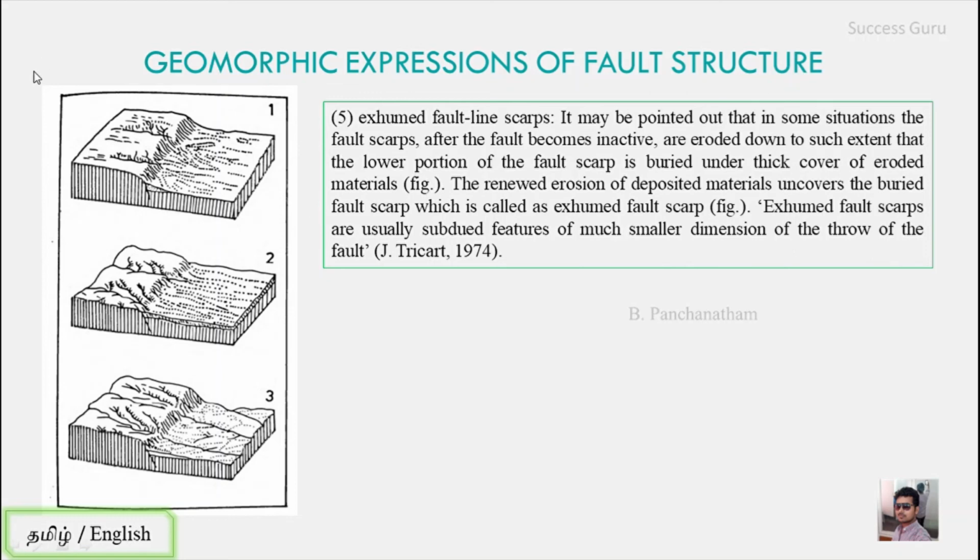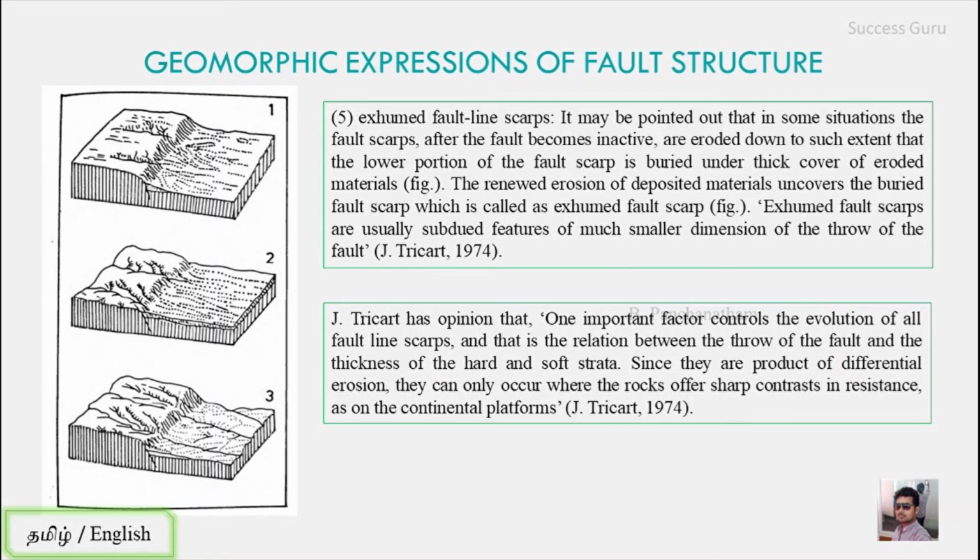So you can see in the left side image here, the fault has been buried with the sediment, and when the erosion is once again dominant, the same fault scarp is appearing, right? So such a reappearing fault line scarp is called an exhumed fault line scarp. And actually the exhumed fault line scarps are usually subdued features of which the smaller dimension of a throw of the fault. So this is what J. Trickett in 1974 had mentioned.